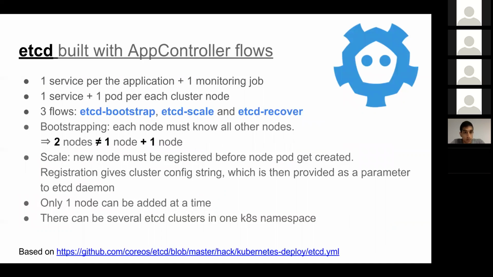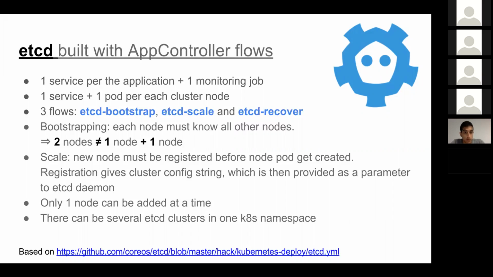Now I'd like to touch on an etcd example, which is a good demonstration of what can be done with flows. The goal was to create an application that is highly available and scalable, and where all operations can be performed by app controller alone, without additional operators. As a result, the etcd application can be deployed, scaled up, down, and healed by running some flows. Also, it has a monitoring job, which periodically queries etcd cluster health, and if it finds an unhealthy node, it automatically runs a flow which recovers it.